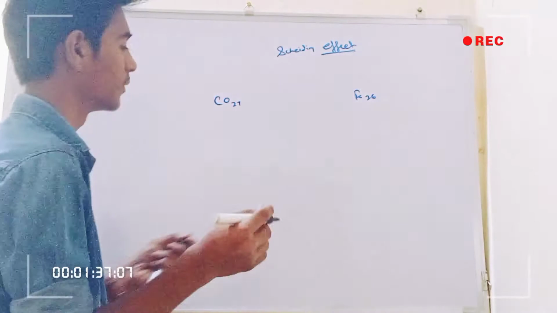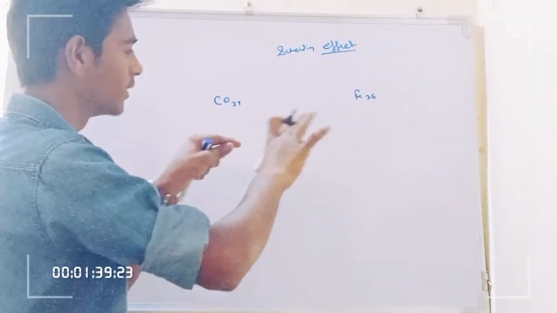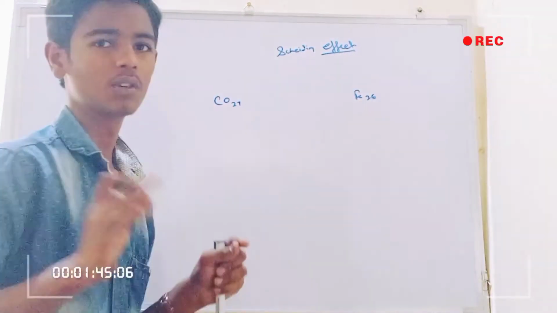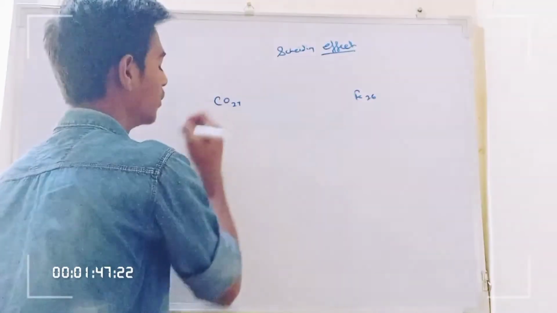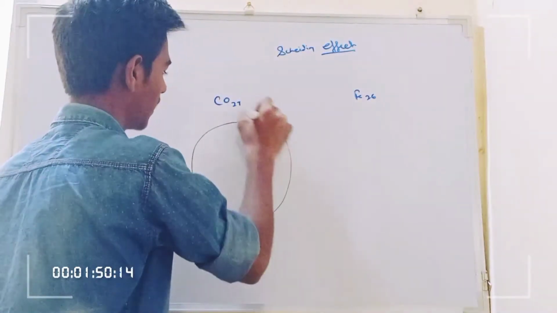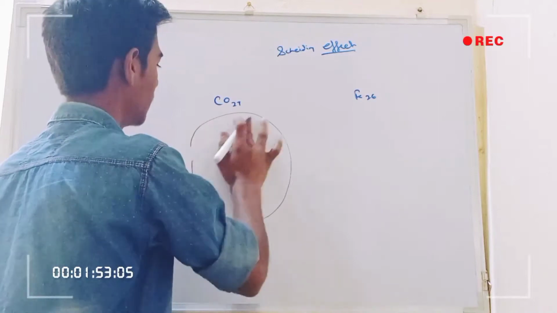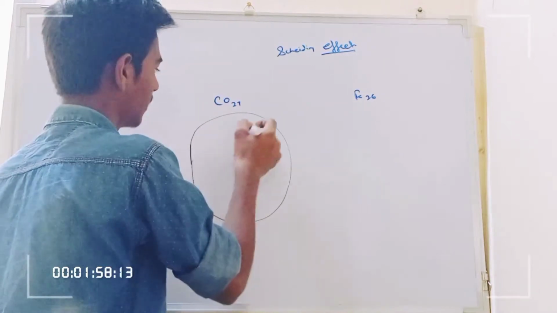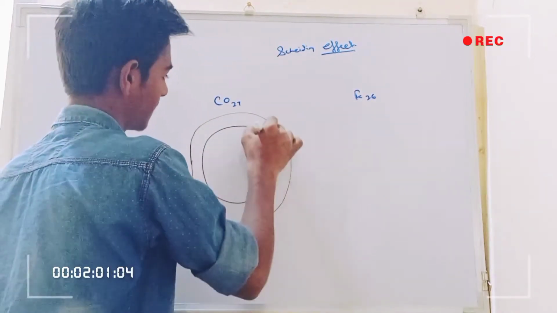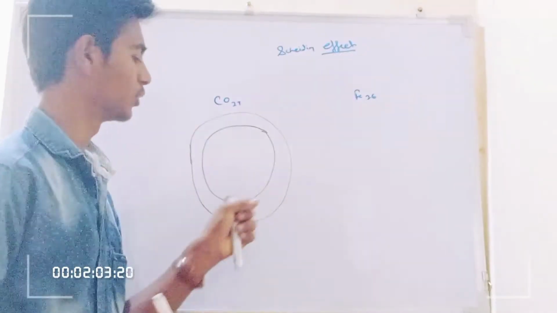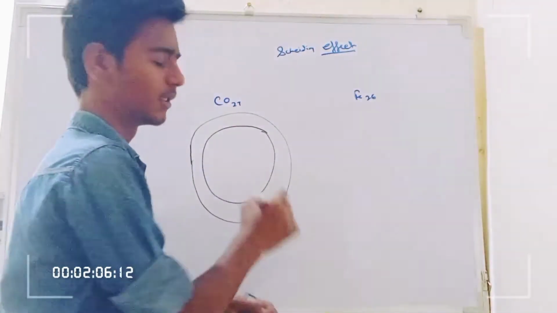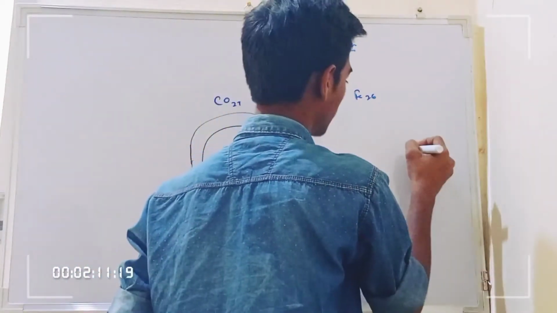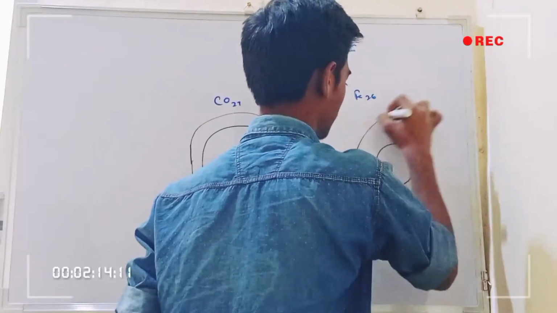Now, we will draw a representation of the electronic configuration. Instead of drawing all the shells present in cobalt and ferrous, I will draw only two: the outermost shell and the penultimate shell. The penultimate shell is the shell present before the outermost, which is known as the valence shell. Then we will draw the ferrous.